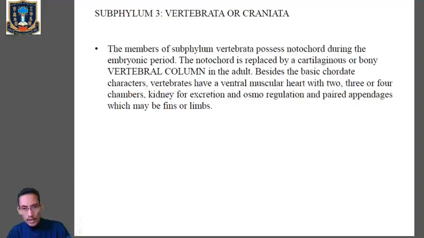And besides the basic chordate characters, we have got the presence of a ventral muscular heart, which has 2, 3 or 4 chambers. You remember, like we have got 2 auricles and 2 ventricles. Clear? So it may be a 2-chambered heart, a 3-chambered heart, or a 4-chambered heart. And we have got a pair of kidneys which mainly help in excretion and osmoregulation. Then the paired appendages which may be in the form of fins or in the form of limbs. Okay, so these are the other features which are the main chordate characters.